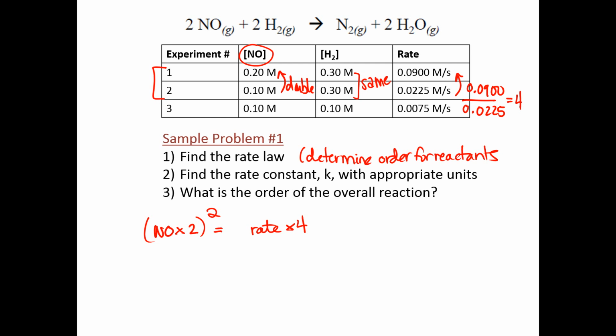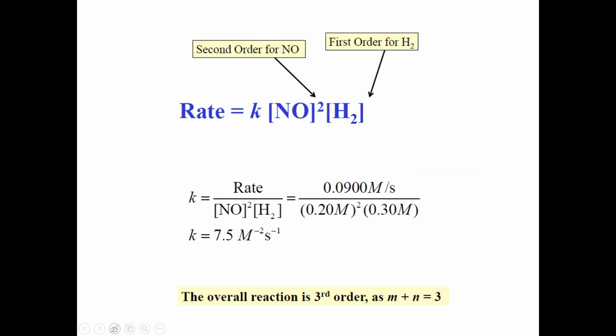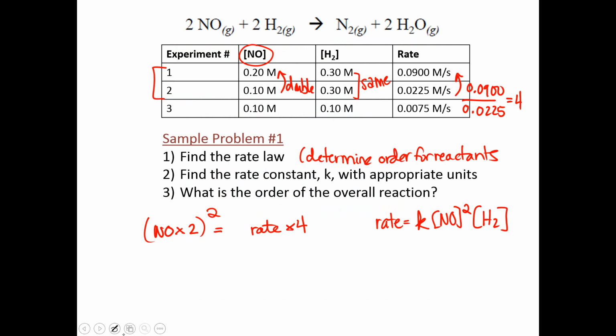So we know that NO is second order, so let's start filling in our rate law. Rate equals rate constant, NO squared, and then we want to figure out the reaction order for hydrogen. Now we want to look at two experiments in which the nitrogen monoxide stays the same, but the hydrogen changes, and that's experiments 2 and 3.